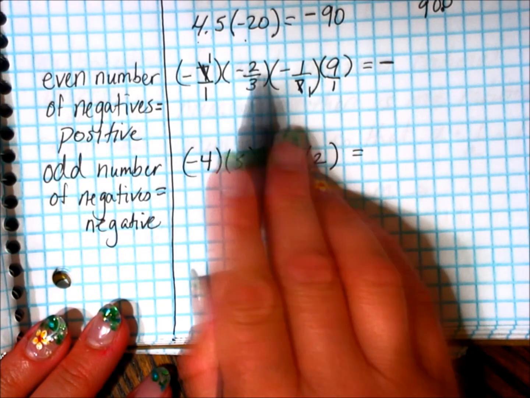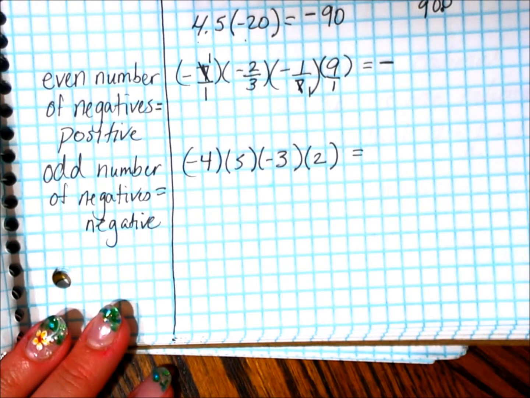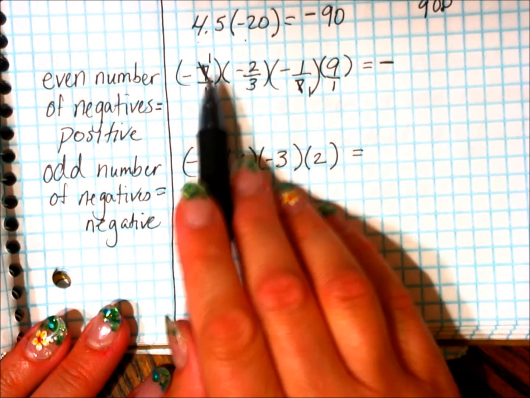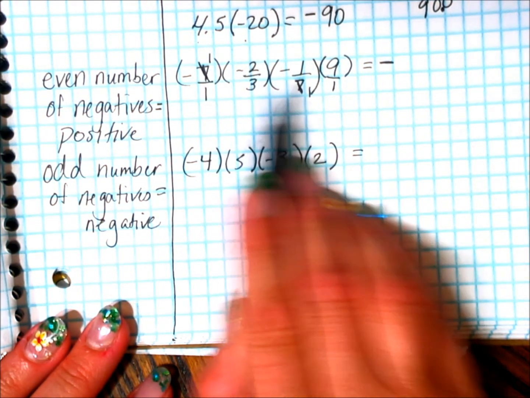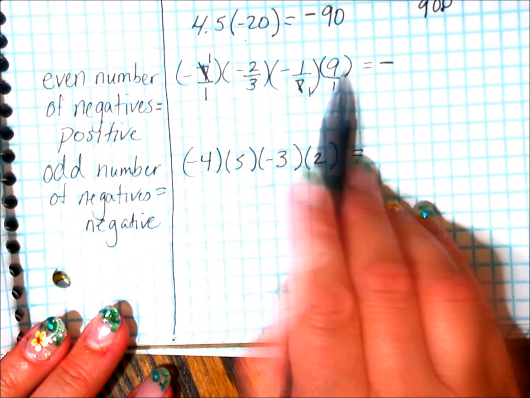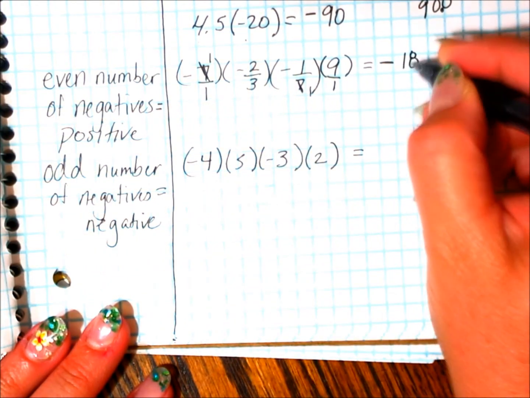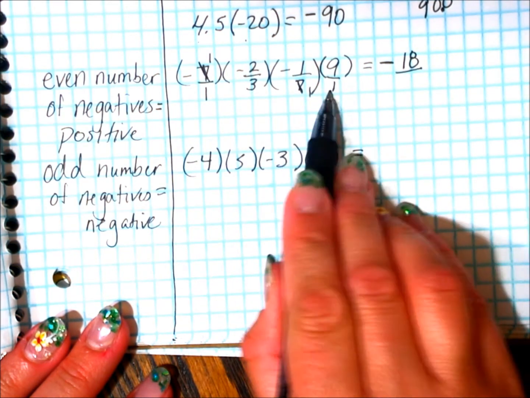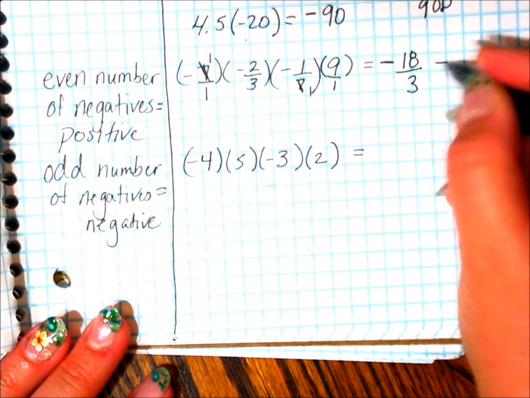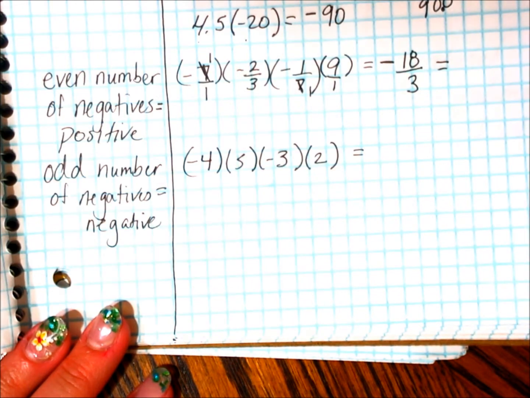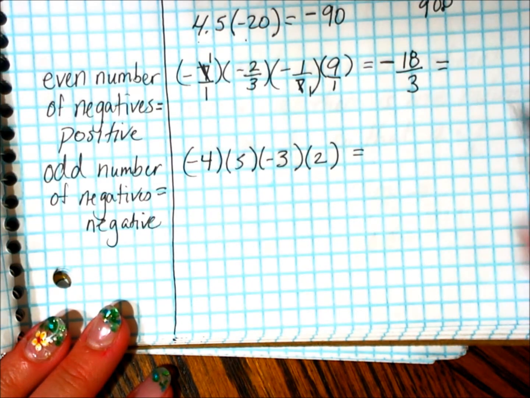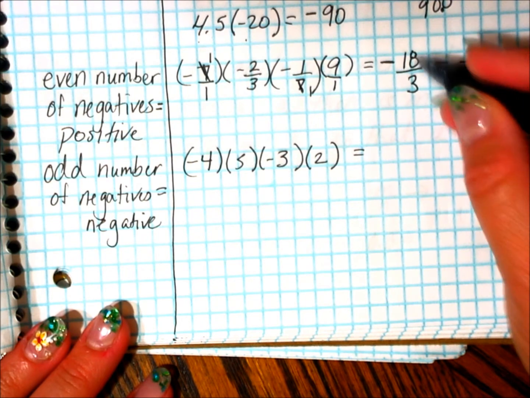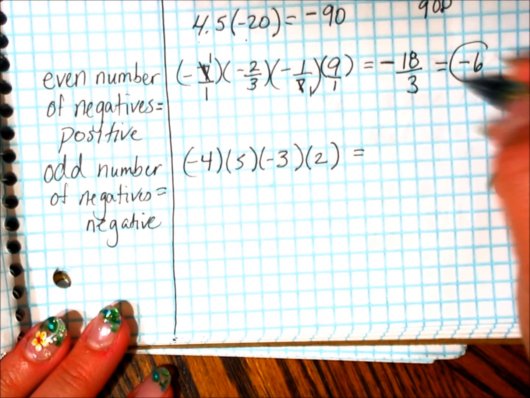So I have 1. I already know my answer is negative, so I'm just looking at the basic numbers, the absolute values of those numbers. 1 times 2 is 2, times 1 is 2, times 9 is 18. Across the bottom here, 1 times 3 times 1 times 1 gives me 3. And now I go, okay, I see it. I could have simplified that even more. Still negative. 18 divided by 3 is 6.